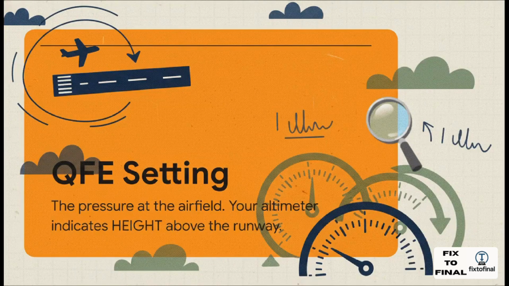Now, there's another one you'll encounter, QFE. This one's a little different. If you set the QFE, your altimeter will read exactly 0 when you're on the runway. It's now telling you your height above that specific airfield. It's really handy when you're flying circuits, and you just care about your pattern height relative to the runway right below you.